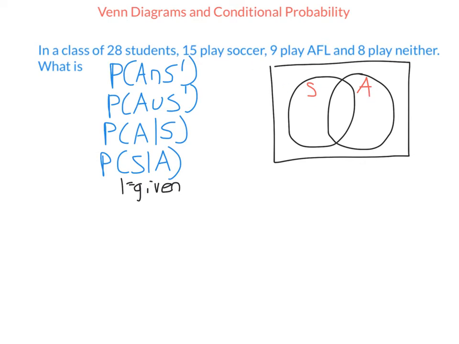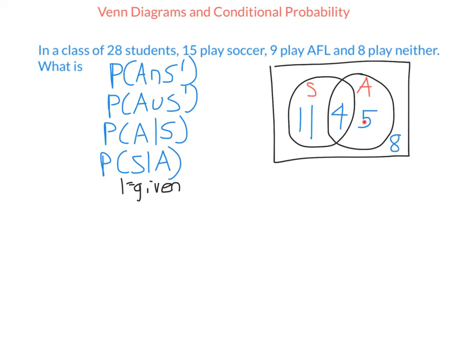However many you've overcounted goes in the middle. We overcounted by 4 because there were 32 instead of 28, so 4 goes in the middle. There are 4 people who play both. So 15 people play soccer. We've already got 4 in the soccer circle, so we need 11 more. Similarly, we need 9 in the AFL circle. We've already got 4, so we need another 5, and there are 8 who play neither.